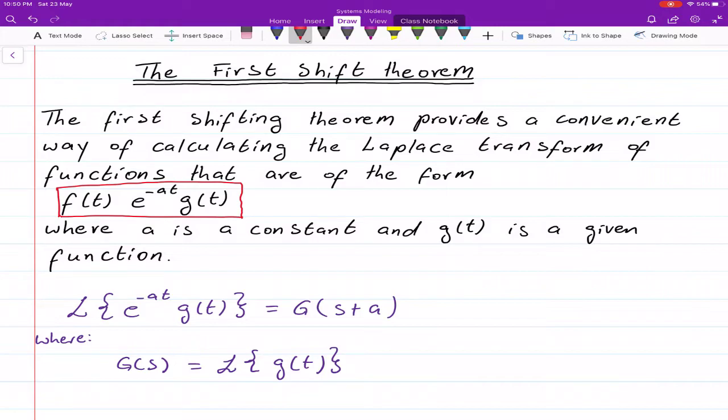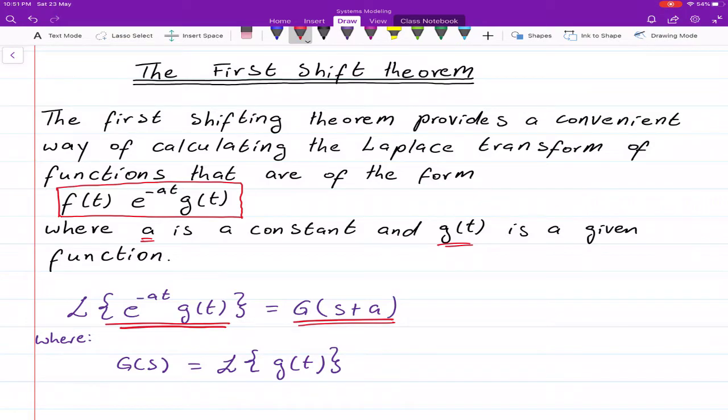It means that you are shifting in time. Either you shift the function to the left, or you delay the function, or you shift it to the right, whereby a is a constant and g of t is another function. And what happens is you take the Laplace transform of the entire function and you are shifting it with s plus a. You are shifting the function either by s plus a, or you're shifting it backwards.